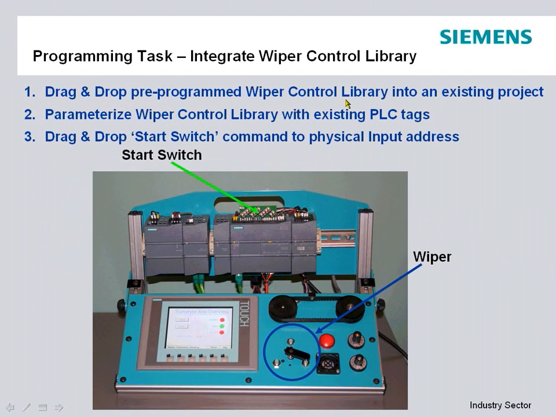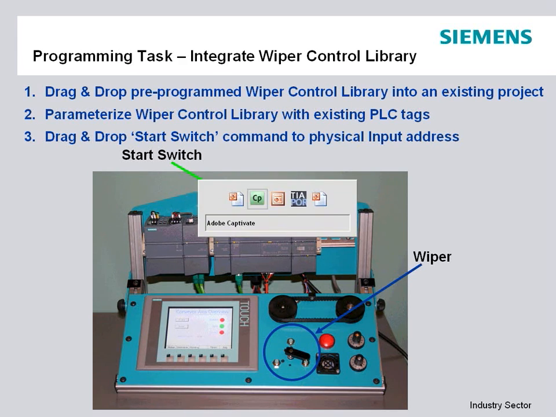For our programming task today, we're going to integrate this wiper control shown down here that goes back and forth across these three proxies into our existing project from part one of the webinar series. We're going to drag and drop pre-programmed wiper control libraries from a library repository into an existing project. We're going to show you how easy it is to parameterize this wiper control library using existing PLC tags without any typing or syntax necessary. I'm going to drag and drop the start switch command signal to a physical input address without doing any other typing or knowing the syntax of the address.